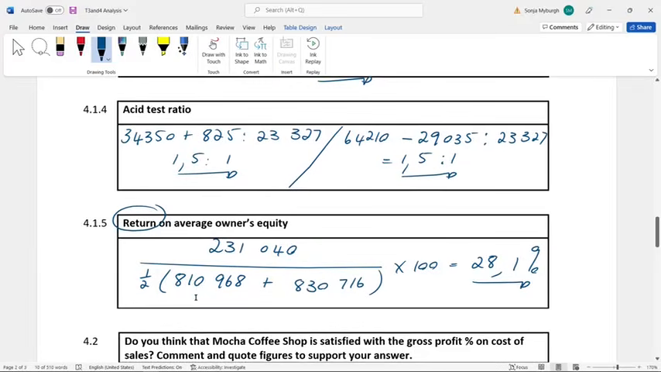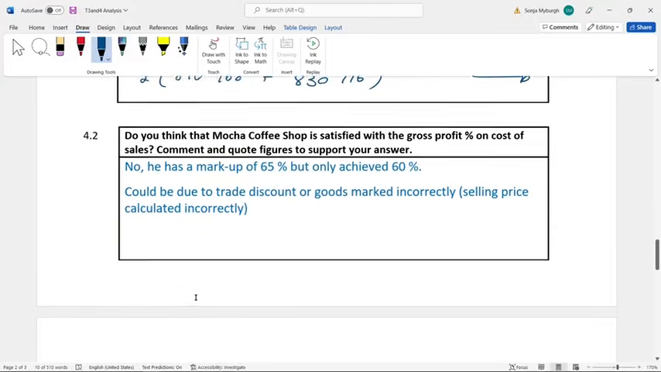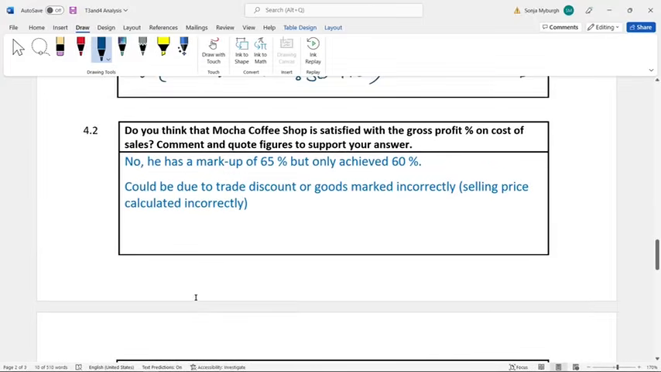Now for the interpretation. 4.2, they ask us, do you think that Mocha Coffee Shop is satisfied with the gross profit percentage on cost of sales? Remember, we calculated that as 60%. But in that very first sentence, they said that the business is using a markup of 65%, but now they only achieved 60%. We also have to comment, quote figures.